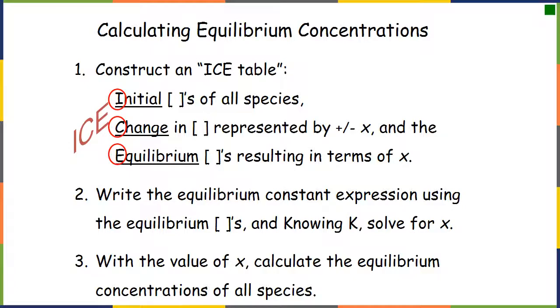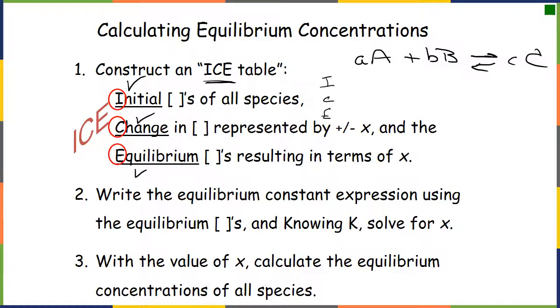So we have a tool that we use, and that tool is an ICE table. ICE stands for initial, change, and equilibrium. We are going to write our balanced reaction. So let's say that we have aA plus bB goes into cC, and we have this at equilibrium. We're going to start out with our initial, we're going to have our change, and we are going to have our equilibrium. Now we're going to take advantage of the fact that because we know our balanced reaction, we know what our change would be.